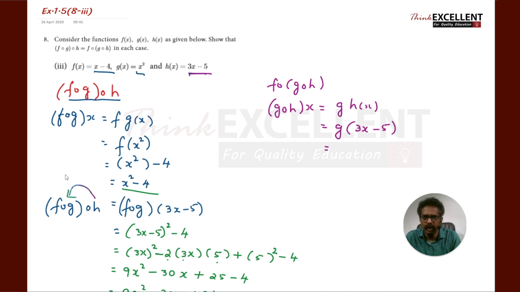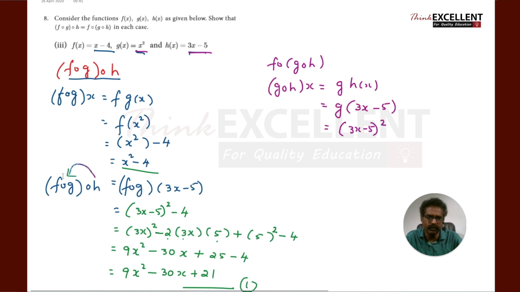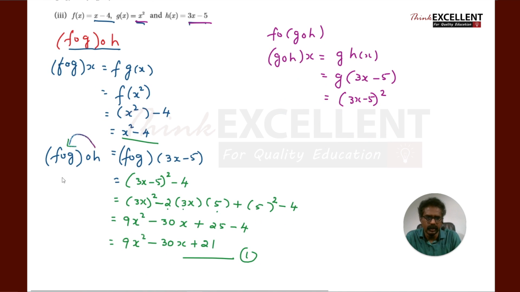Put this value in g. What is g here? G is x square. So you write x square, what is x? 3x minus 5, which can be simplified, right? This is equal to a square, so that is 9x square, a square minus 2ab, 2 3s are 6, 6 5s are 30. So write 30x plus b square, it is 25. So this is g composition h. But what we have to find? We have to find f composition, g composition, h.